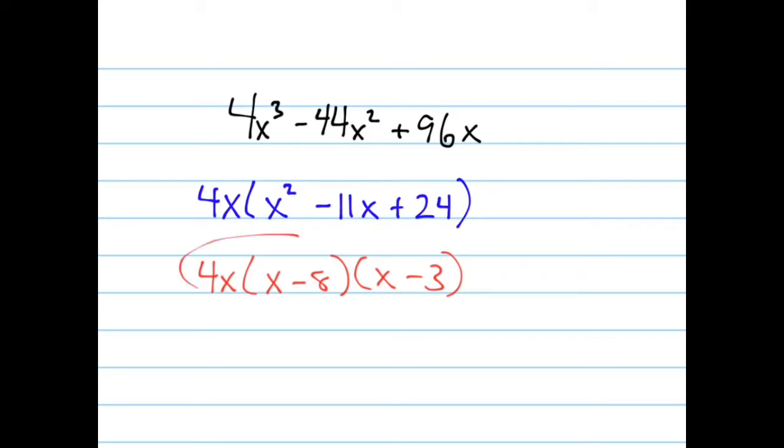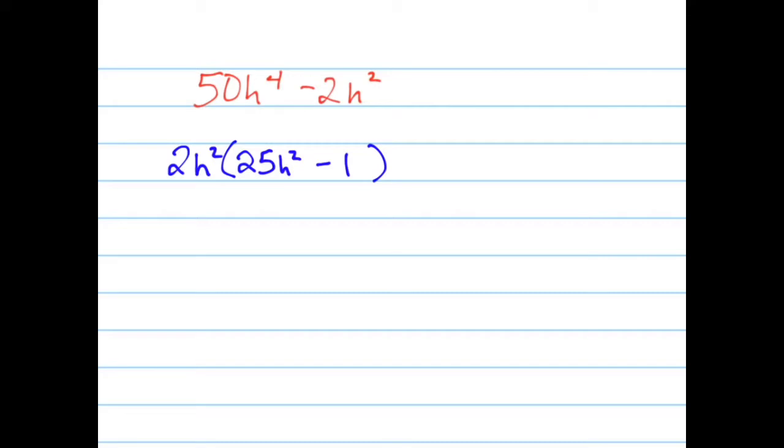All right. Let's look at the next one. 50h to the 4th minus 2h squared. What do we have to do first? Factor 2h squared out. What are we left with? That's not all. Minus 1. Because 2h squared divided by 2h squared is 1. All right, what else we got here? We done?